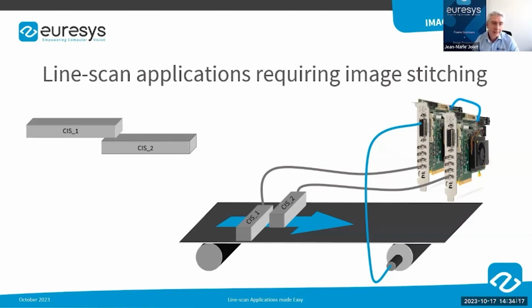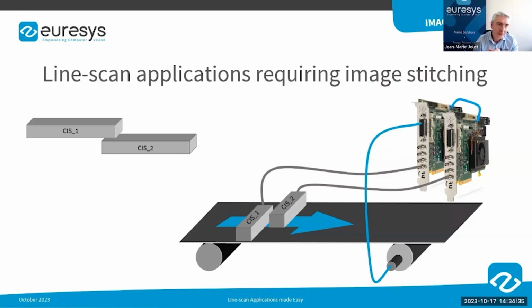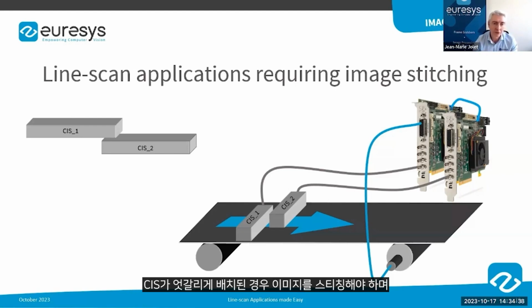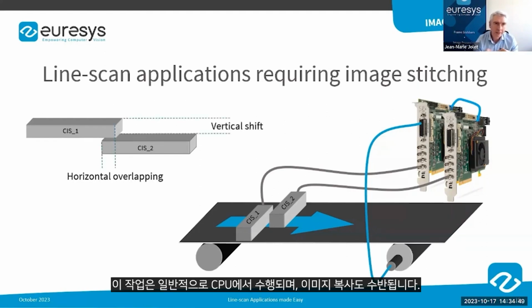For some applications, it is necessary to reconcile images coming from different line scan cameras or CIS into a single large image that represents the whole area to be inspected. This is what we call image stitching. When the CIS are staggered and you need to stitch images, this operation must solve horizontal overlapping as well as vertical shift. This operation is usually done by the CPU, which means that it also involves image copy.